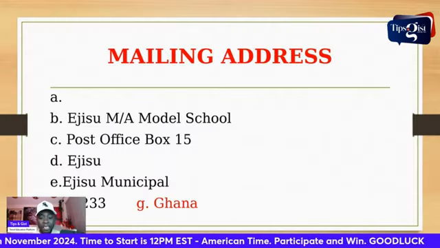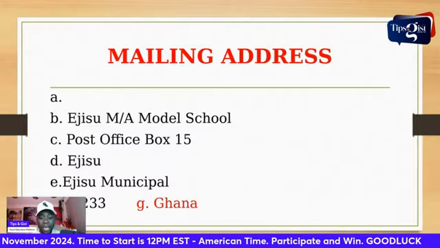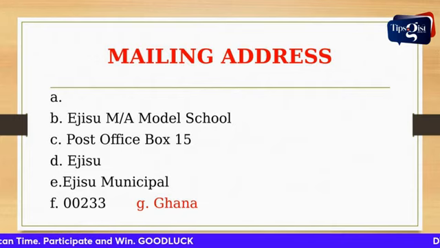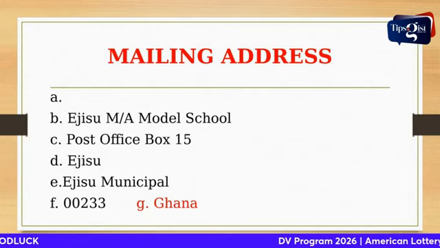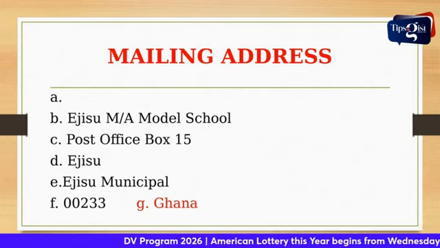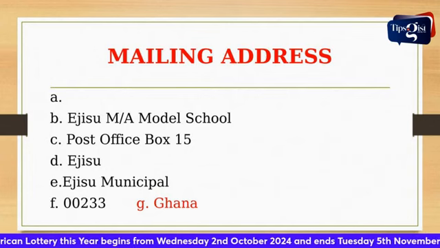So one typical example is somebody using a school as their mailing address. So in care of, the A, I leave that place blank. Then I move to the B, address line 1. I key in Ejoso MA Model School. Then C, PO Box 15. Then the D is Ejoso. Then the E, Ejoso Municipal. Then the F, 00233. Then the G is the country, so Ghana. So the F is the postcode.